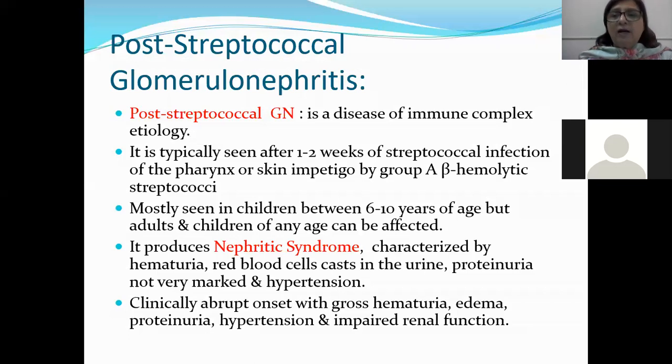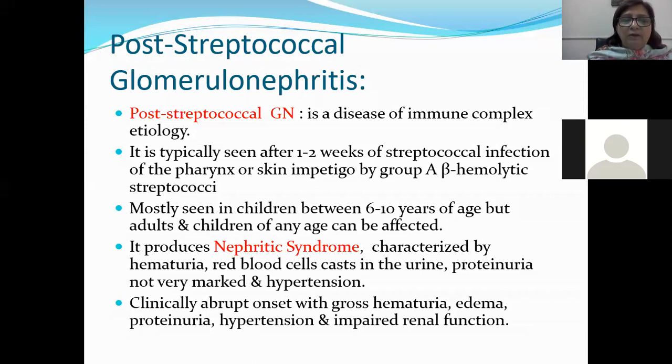So bacteria, you should remember that, are not damaging the kidney. It is the antibodies which are formed against group A beta hemolytic streptococci. They form immune complexes with the antigens which are present in the glomeruli. So antigen antibody reaction is seen, especially in children between 6 to 10 years of age after 1 to 2 weeks of streptococcal infection by group A beta-hemolytic streptococci.